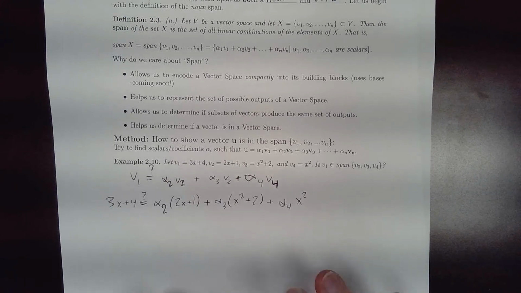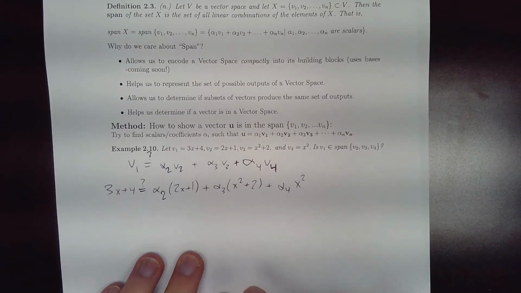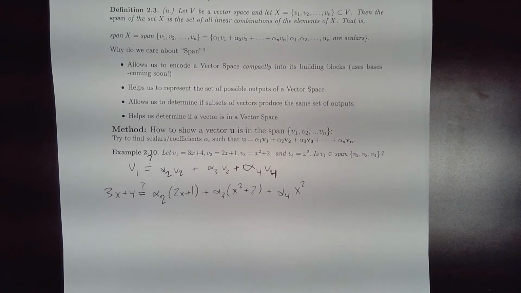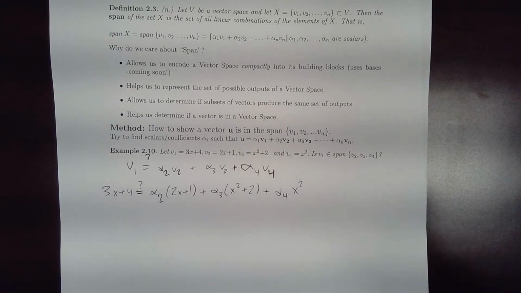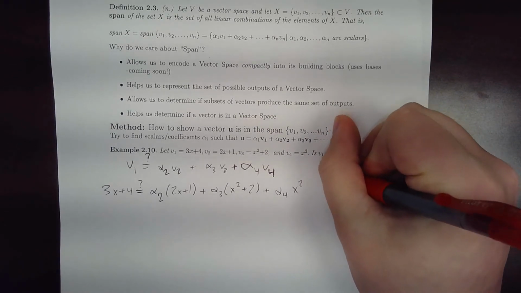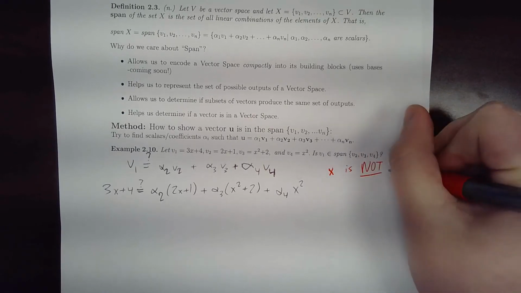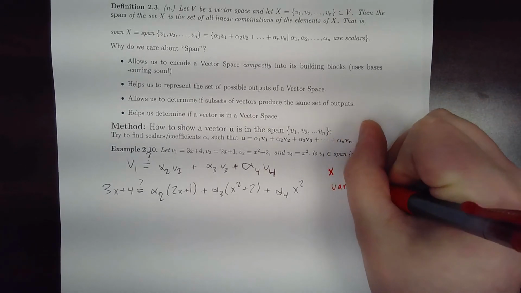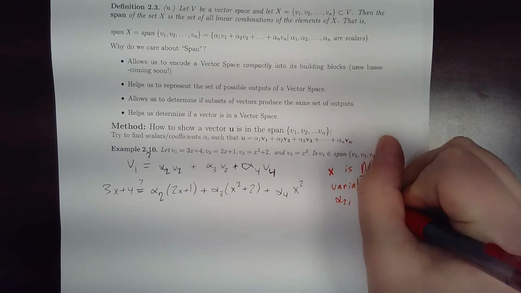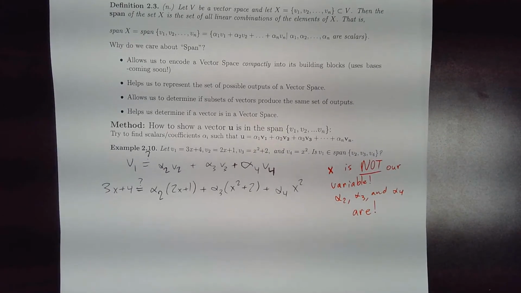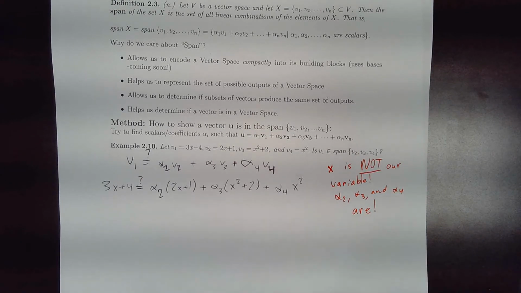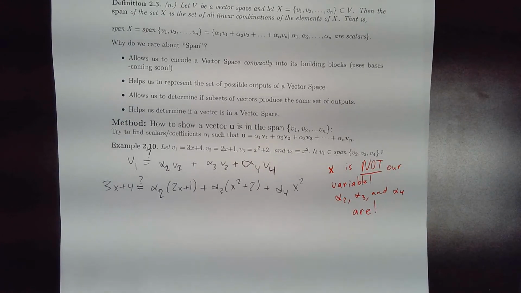So when we're looking at polynomials, what we're going to want to do is compare the coefficients of those polynomials. And so what I mean by that is we're treating x as the variable here. So I want to make a little bit of a note here. x is not our variable. Alpha 2, alpha 3, and alpha 4 are. So those are the things we want to solve for. And so when we set up our system of equations, we're going to be trying to solve for alpha 2, alpha 3, and alpha 4.